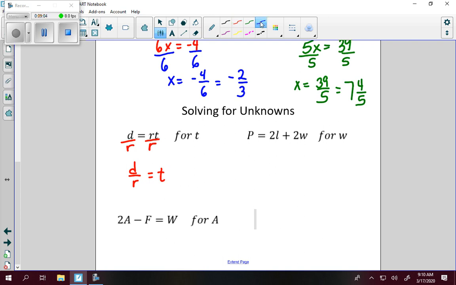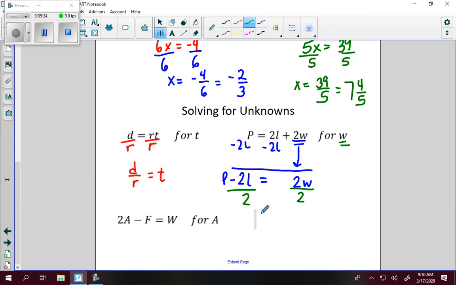If I'm solving for w, that means I have to keep this on the side of the equation, so I'm going to keep this here, which means I have to get rid of my 2l. Since p's and l's don't mix, I'm going to have p minus 2l equals 2w. But again, I have to get w just by itself, so I'm going to divide by whatever is attached to it, and it's acceptable to just leave it as p minus 2l over 2.